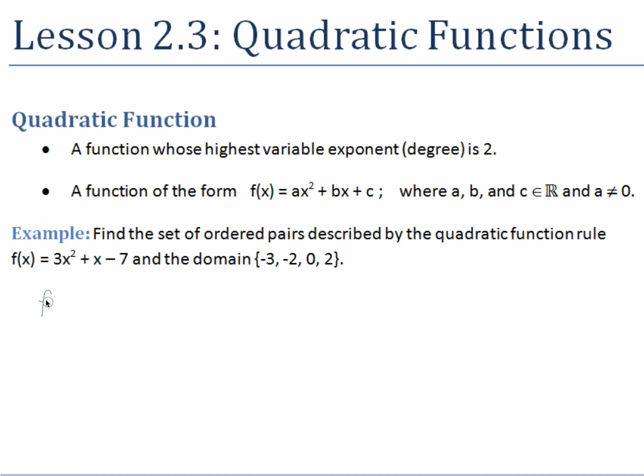So let's do f(-3), which is 3 times, we're putting it in for x, (-3)² plus -3 minus 7. And then we simplify. This is 9 times 3 is 27, plus -3 minus 7. Well, this is -10, so this equals 17. And we can go ahead and do the same thing with the next 3 elements of the domain.